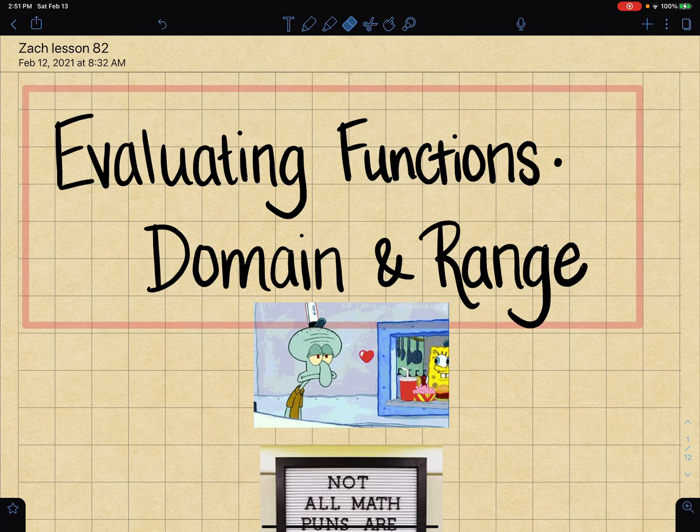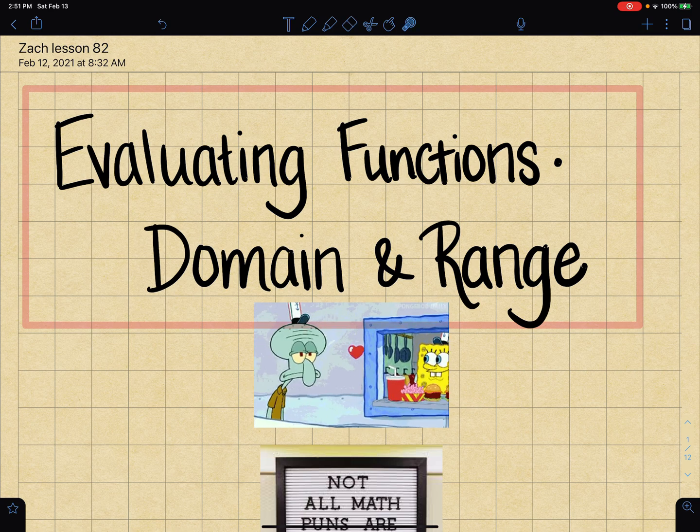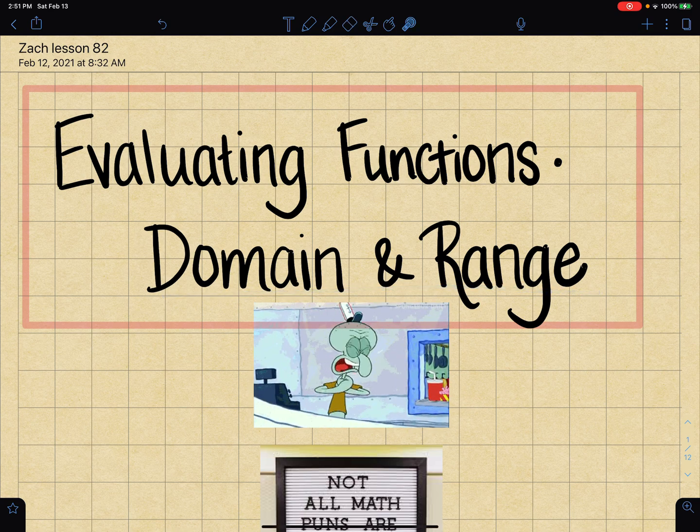Today we're going to be evaluating functions and then looking at domain and range. So open your book to page 337 if you want to follow along. Okay, so here we go.